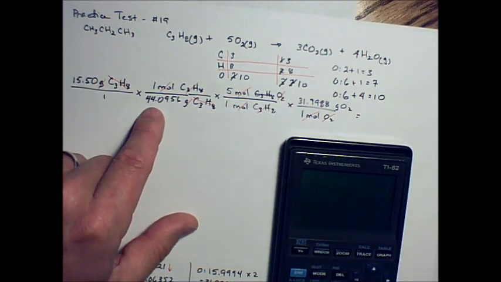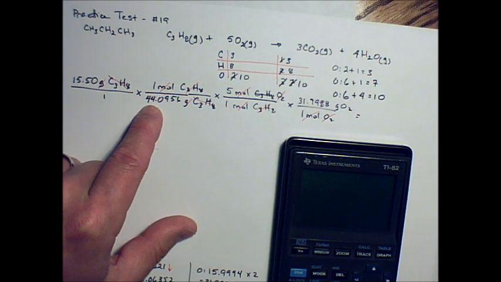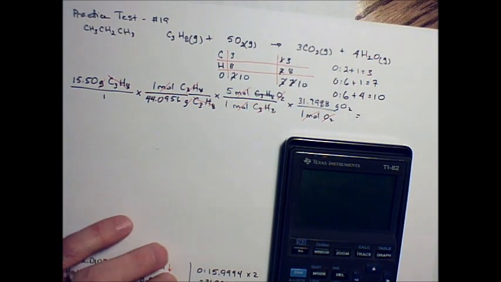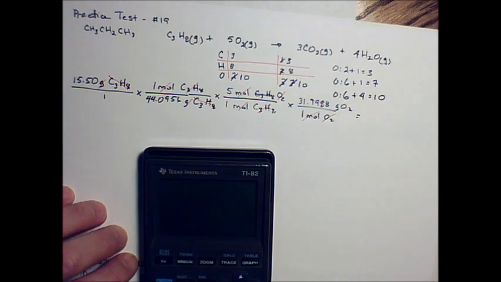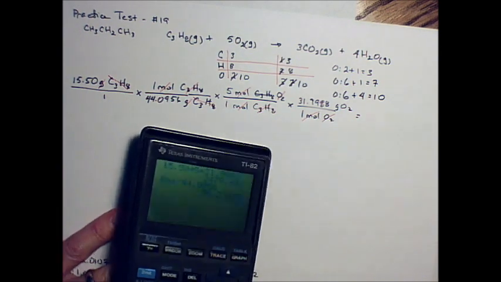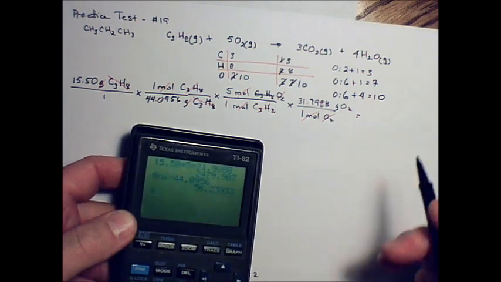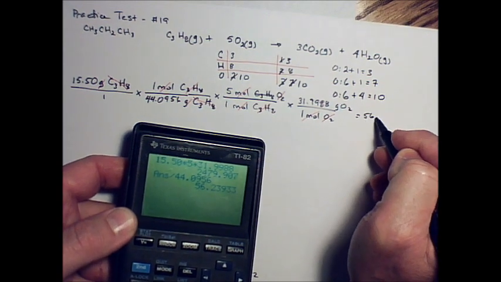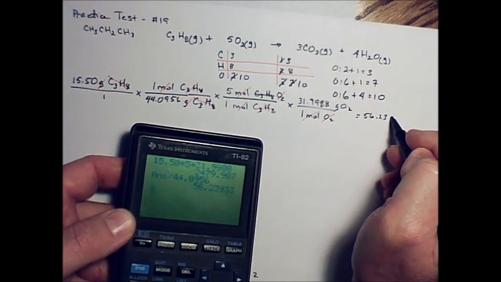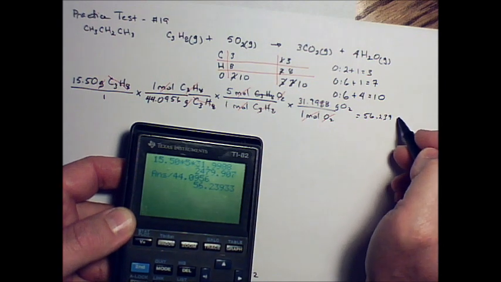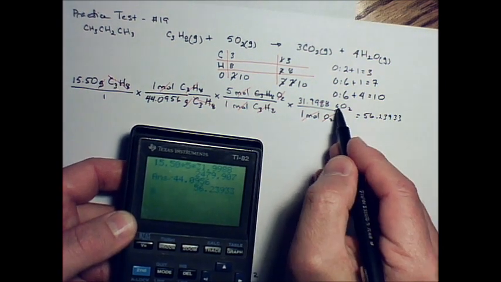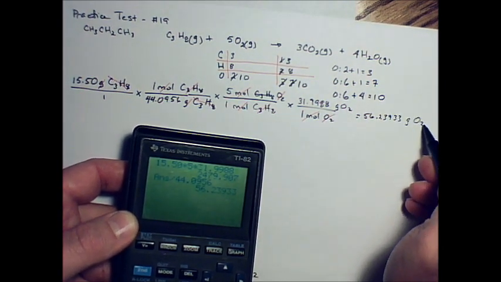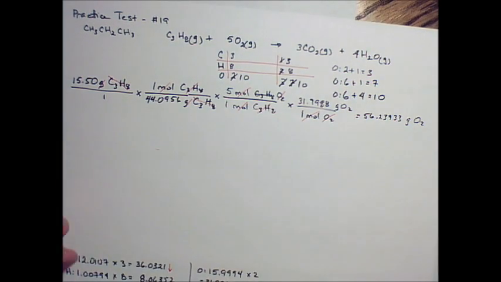Then we're going to divide, as a separate operation, this number on the bottom. So now I've got this number, I'm going to divide that by 44.0956, and I get 56.23933. You have to write out all those numbers there to show your work. 56.23933. We have grams left. We have O2 left. Now we have to round off correctly.